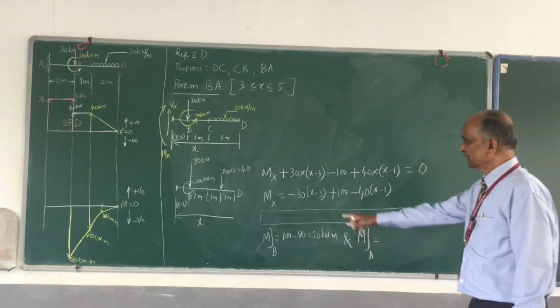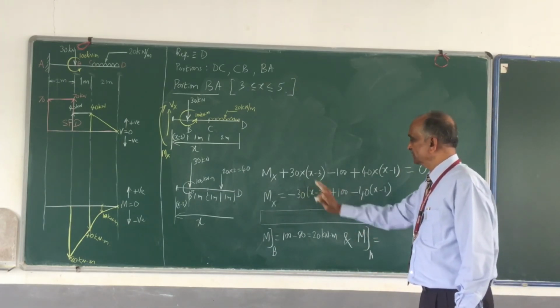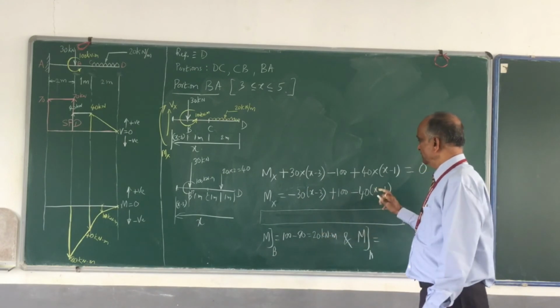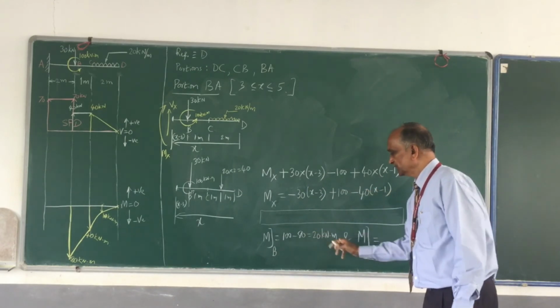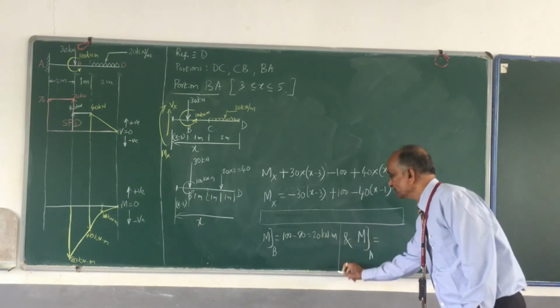Right? Okay, x is 3. 3 minus 3 is 0. This is 100 as it is. 3 minus 1 is 2, and 2 into minus 40 is 80. Therefore, this is 20 kilonewton meter.